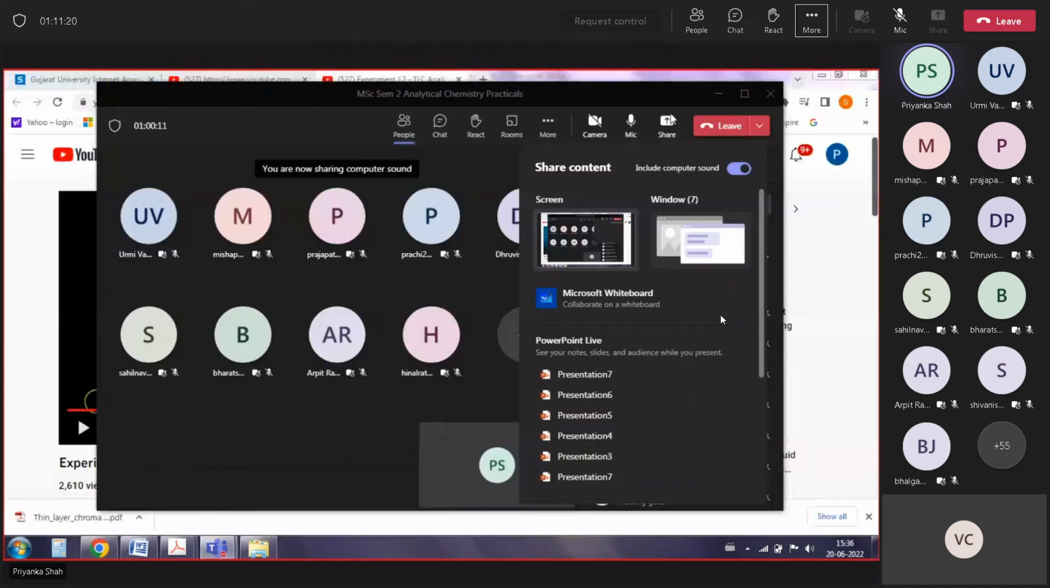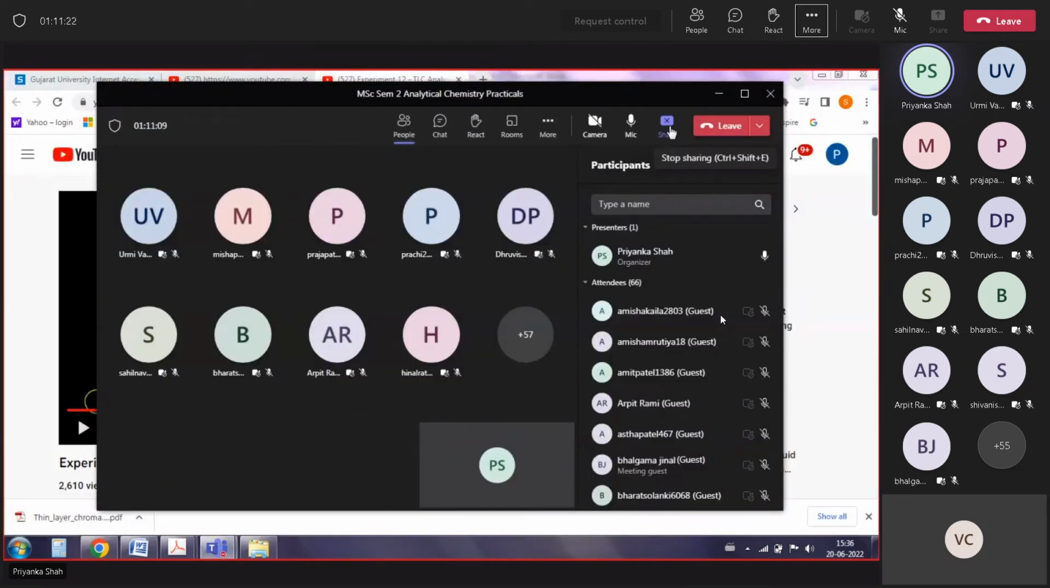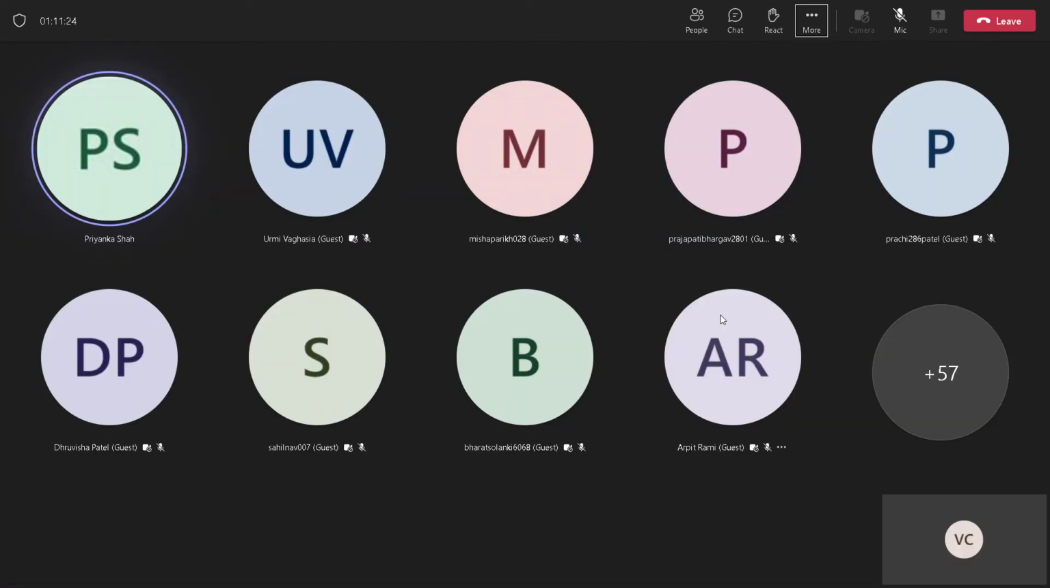So I hope you are clear with this TLC: TLC of amino acids, TLC of drugs, analgesic drugs have been separated on TLC plates, and of course dye, that is a mixture of rhodamine and fluorescein.